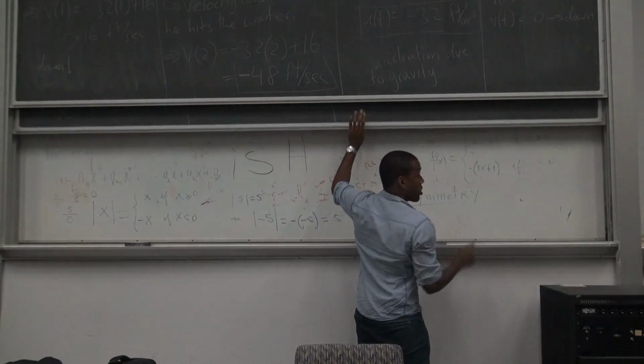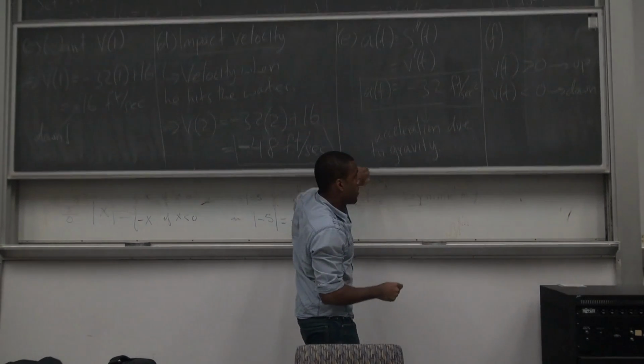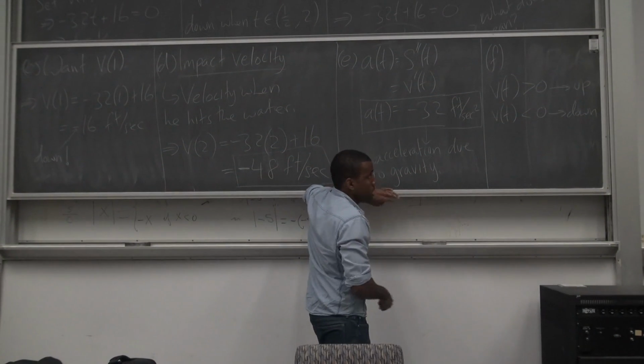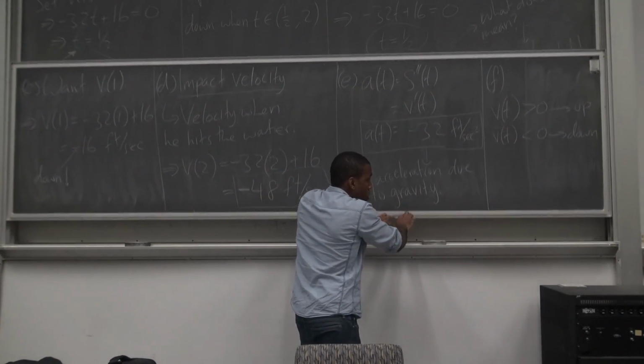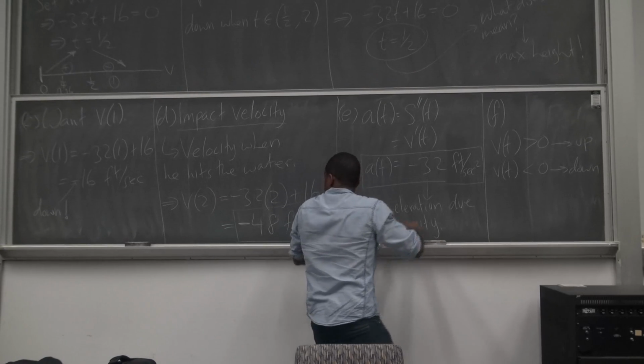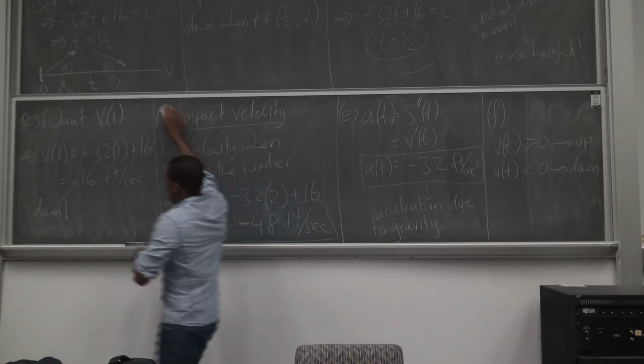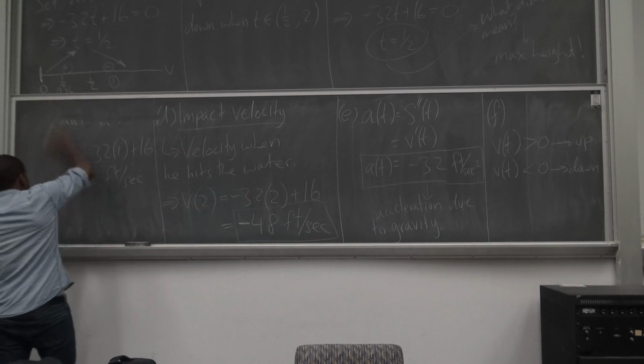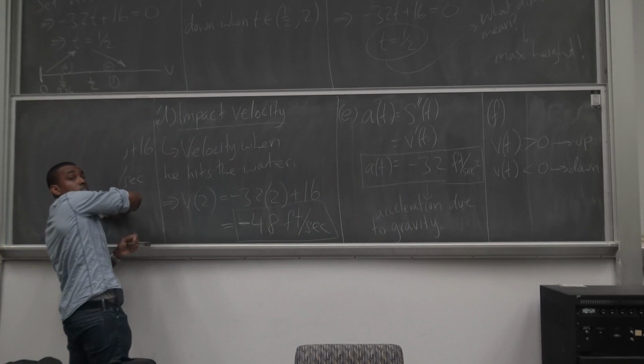So that's something you'd want to remember. If you need to find the maximum height of something moving vertically, just set this velocity equals 0, and that will actually give you the maximum height. And that's the example. Any questions? Yes?